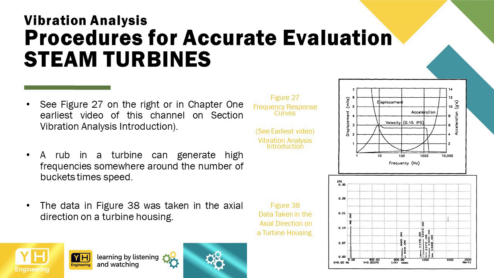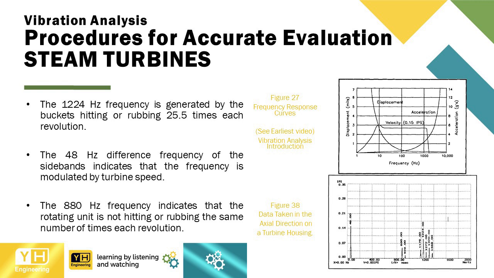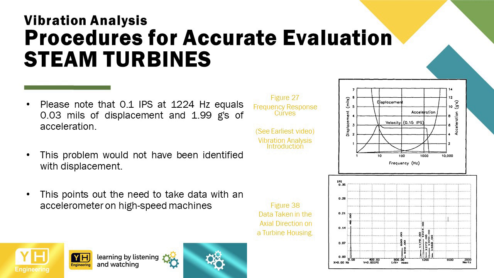The data in Figure 38 was taken in the axial direction on a turbine housing. The 1224 Hz frequency is generated by the buckets hitting or rubbing 25.5 times each revolution. The 48 Hz difference frequency of the sidebands indicates that the frequency is modulated by turbine speed. The 880 Hz frequency indicates that the rotating unit is not hitting or rubbing the same number of times each revolution. Please note that 0.1 inch per second at 1224 Hz equals 0.03 mils of displacement and 1.99 Gs of acceleration. This problem would not have been identified with displacement. This points out the need to take data with an accelerometer on high-speed machines.